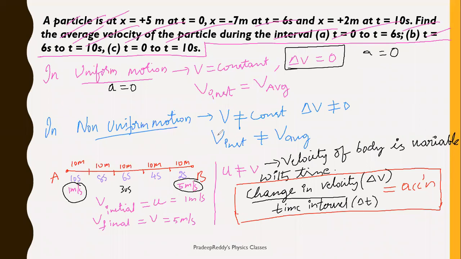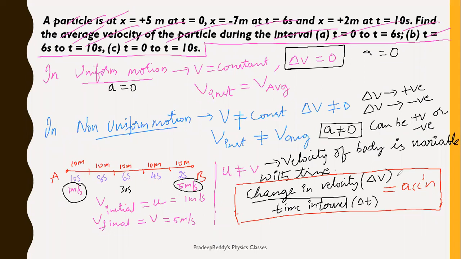Whereas coming to non-uniform motion, delta V is not equal to 0, right? So delta V can be positive. Suppose if velocity is increasing, then delta V is positive. Delta V can be negative. Suppose if velocity is decreasing, then delta V can be negative. Therefore, acceleration A is not equal to 0 in non-uniform motion, and acceleration can be positive or negative, right?